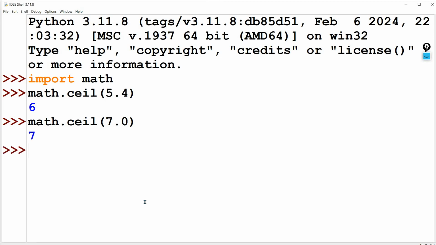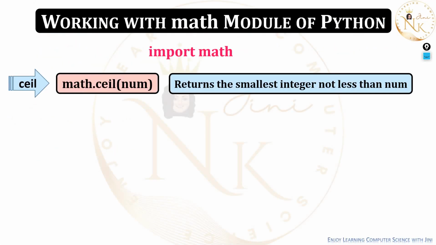So ceil method will give you the output in integer. Suppose let's give a negative number. Math dot ceil of minus 8.3. What is the next biggest number of minus 8.3? It is minus 8. It cannot be minus 9 because it is negative, opposite, right? So it is minus 8. This is your math function. It returns the smallest integer, not less than the number. You just remember that ceil function returns the next highest number of the number.